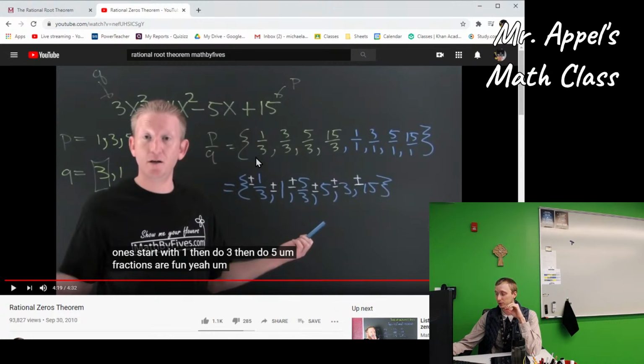Until you get really comfortable with these, I would not skip this list and start trying to reduce things ahead of time. You're going to confuse yourself, especially the longer this gets. The more things you have to keep track of, go ahead and write those down so you don't lose any of them and you don't accidentally miss any combinations. All right, any questions at this point?